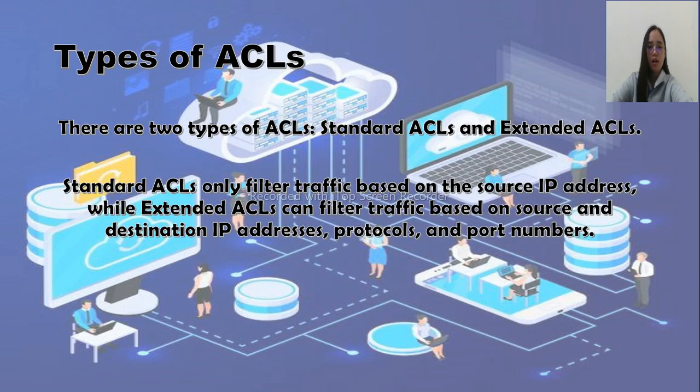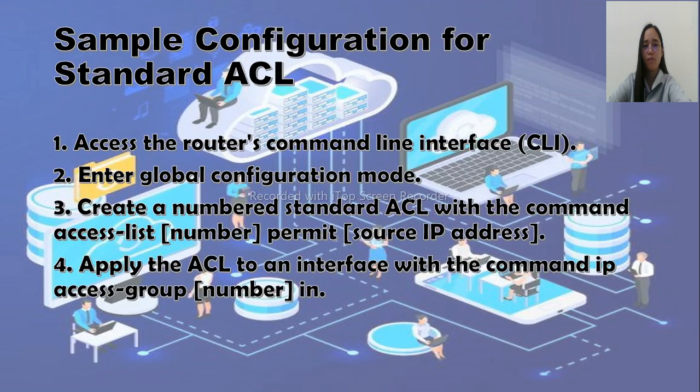Types of access control lists. There are two types of access control lists. First, standard access control list, and the second is extended access control list. The standard access control list only filters traffic based on the source IP address, while extended access control list can filter traffic based on source and destination IP addresses, protocols, and port numbers.